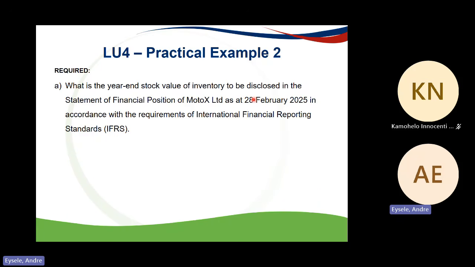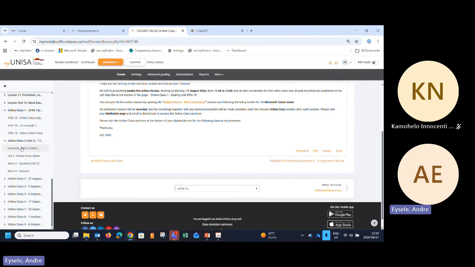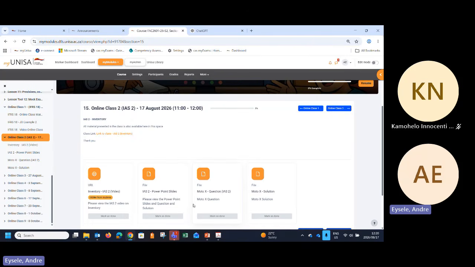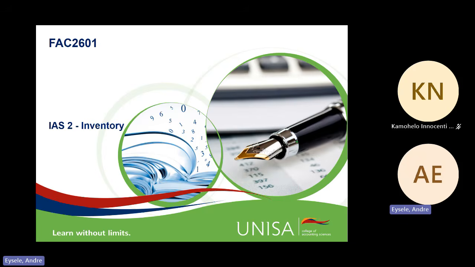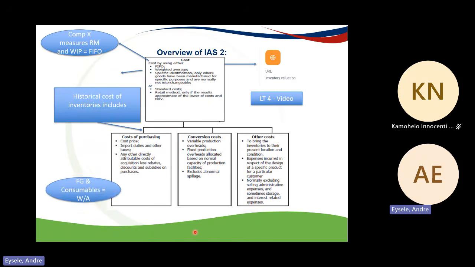I've got it here, but I need to come to NRV, and the Moto X question and solution is on your module site. If I take you to the My Module site quickly, and you scroll all the way down to your online class 2, I've already got the Moto X question and the solution here, and there are the PowerPoint slides, but I'm not going to go through that now. We are running out of time a bit because I still need to get to the NRV section. Okay, let me quickly just get that.